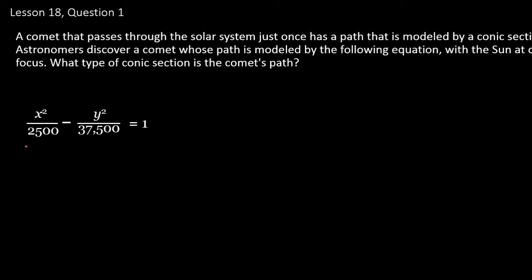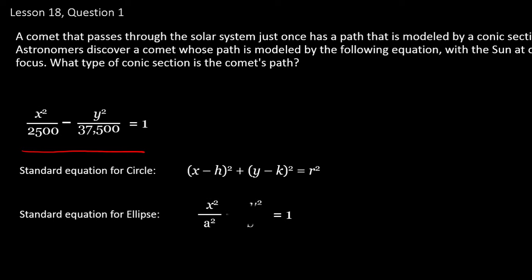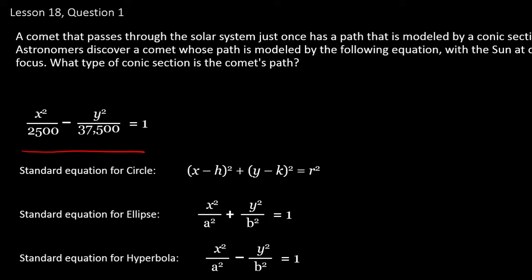So this equation is modeling the comet's path, and we need to know what type of conic section it is. To do this, my suggestion would be simply to compare the one you've been given to these standard equations for different conic sections. So your standard equation for a circle looks like this, and then ellipse and hyperbola. So which one of these shapes does this equation fit?